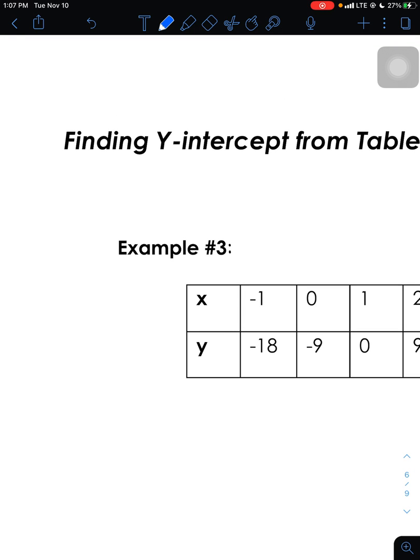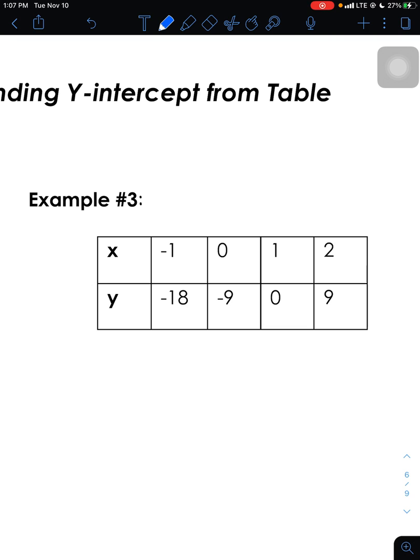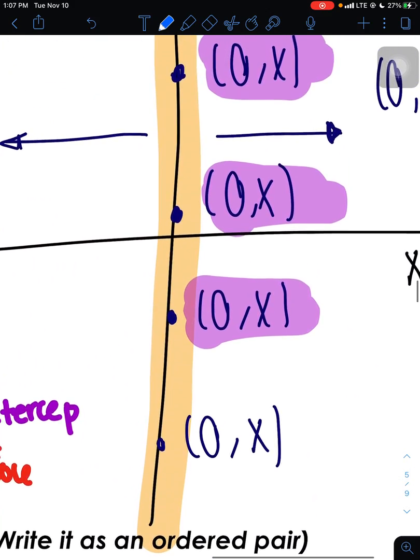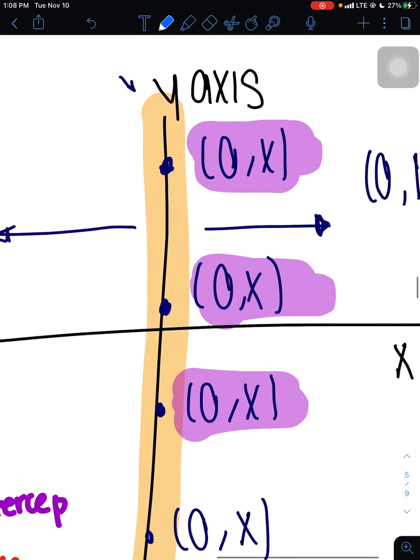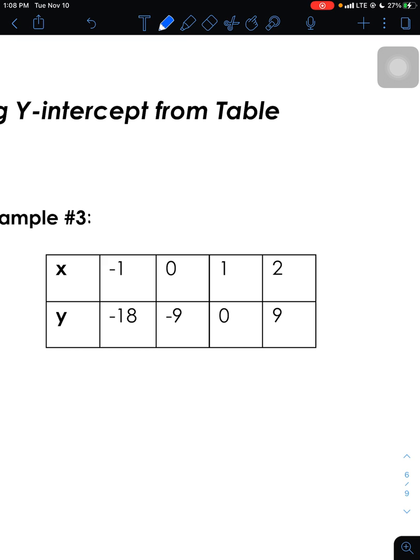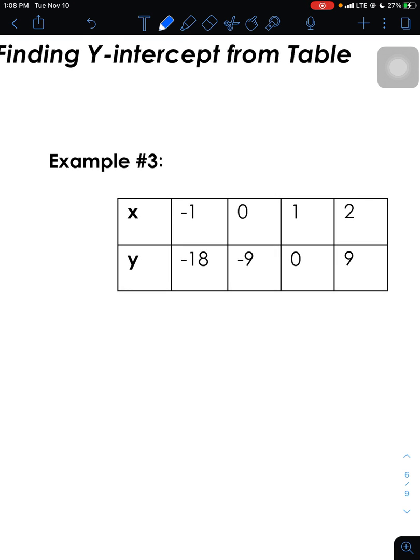So they want us to find the y-intercept from the table. They're just trying to make sure you really know what we're discussing. Up here, we said that to be a y-intercept, your x term has to be 0. That's how we know it's the y-intercept, because it's lying on our y-axis. If the x is 0, that means it's not going to the left or to the right. So in example 3, we need to find where in our table the x value is equal to 0, because that's going to be our y-intercept.